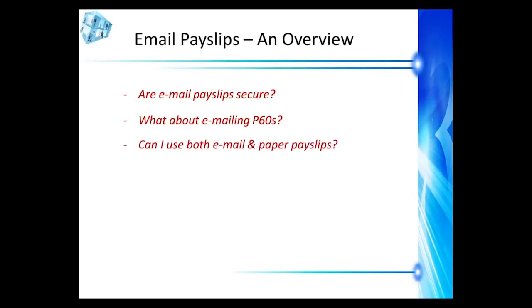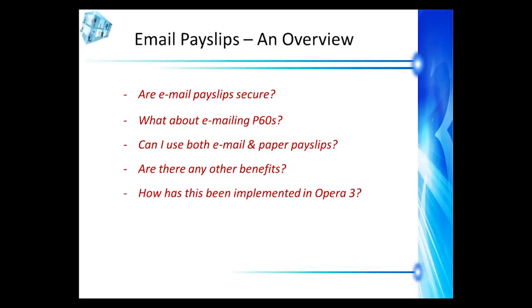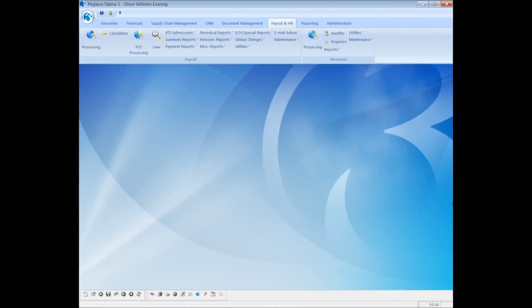Over the next 10 minutes or so, I'm going to introduce you to the concept of email payslips and answer questions such as, if we're sending payslips by email, are they secure? What about P60s? Can they be emailed? If some employees do not have an email address, what happens then? Can I still send them paper payslips? Are there other benefits to both employers and employees by using email payslips? And how has this been implemented within Opera 3? Okay, let's answer these questions by looking at the software and see how email payslips have been implemented.